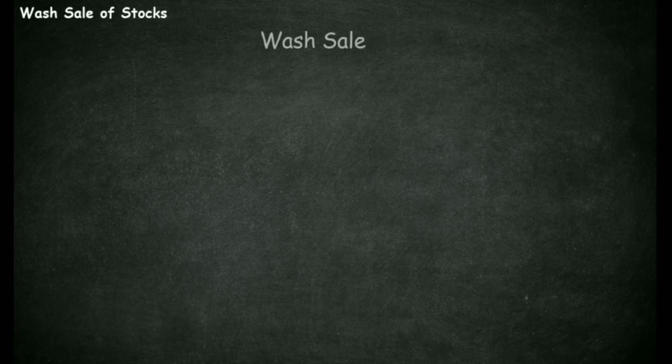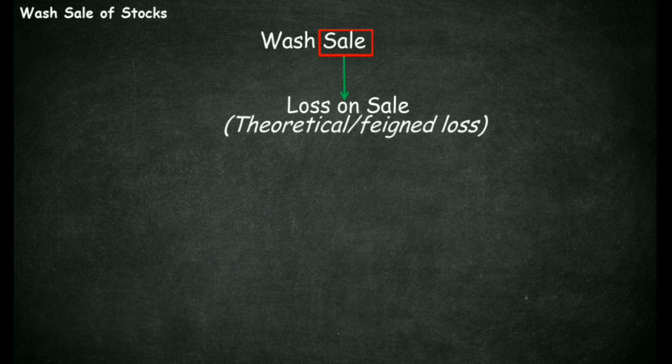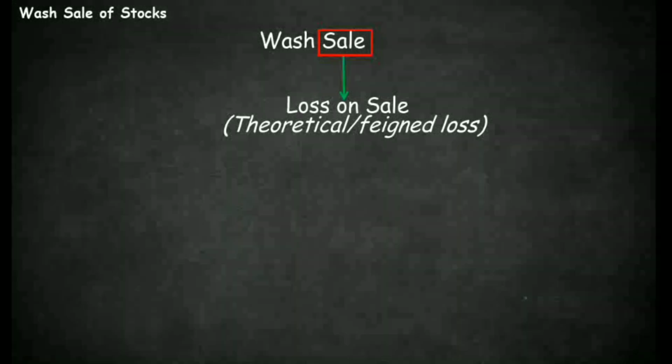So, what is a wash sale? As the term suggests, a sale occurs and that sale resulted in a loss on sale. Otherwise stated, when we say wash sale, there is a sale that happens and that sale resulted in a loss. But take note that the loss on sale here is only a theoretical loss or a feign loss or a fake loss. The question is, when does a wash sale happen?